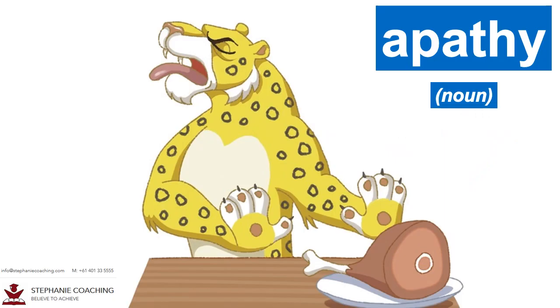Word number 3 is apathy. The noun apathy is the opposite of sympathy and empathy, which means lack of interest. For example, some people have an apathy towards meat. These people are mostly vegetarians.